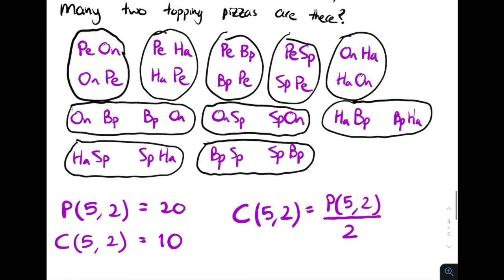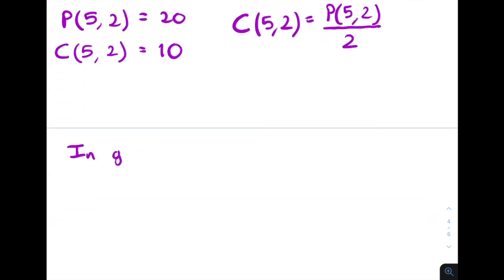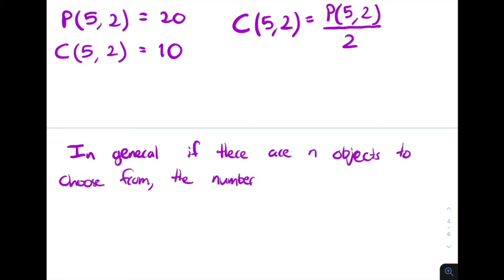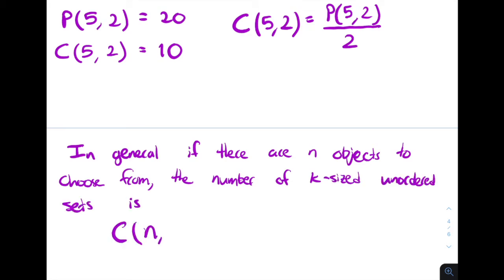divided by 2. In general, if there are n objects to choose from, the number of k-sized unordered sets, n choose k, is equal to n permute k divided by k factorial. The only reason we didn't see a k factorial before was because 2 factorial is just equal to 2.